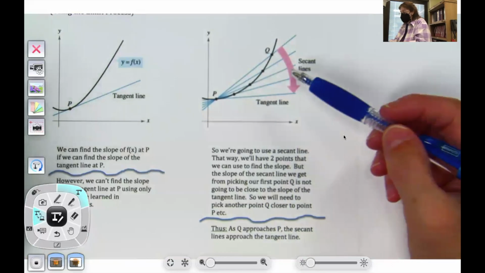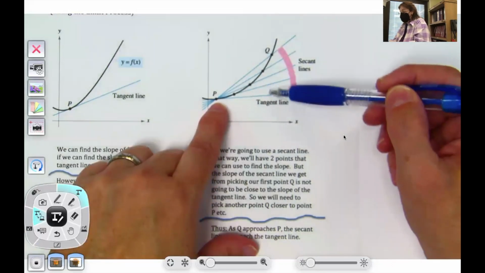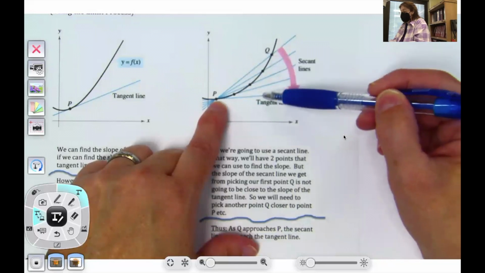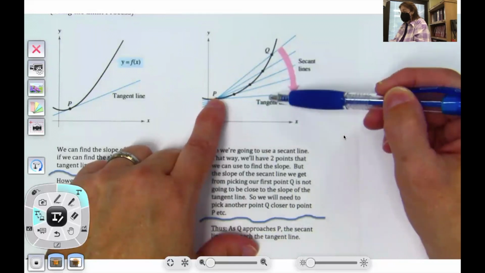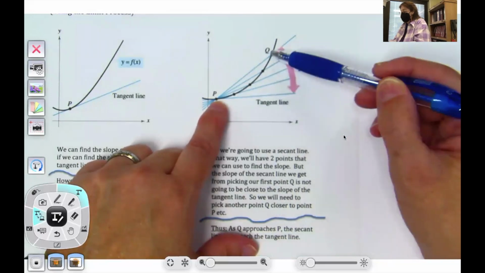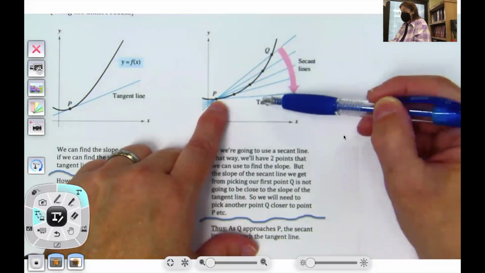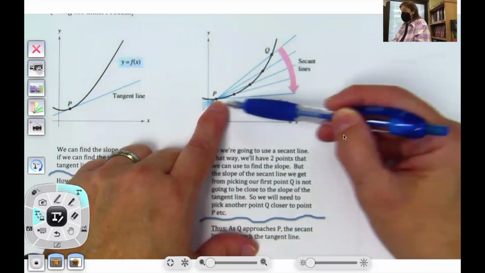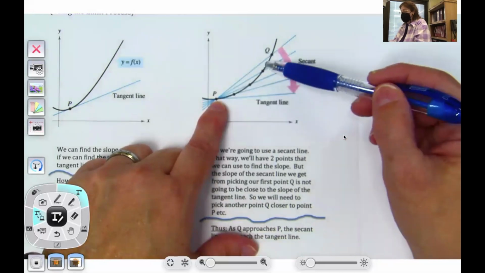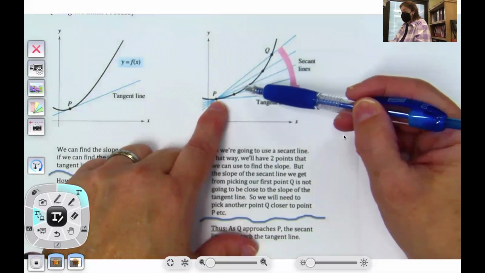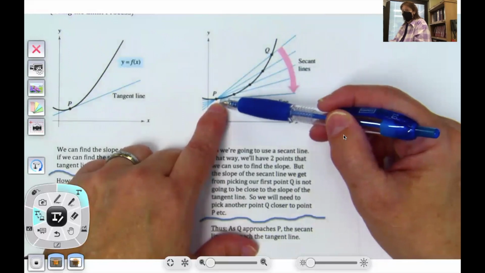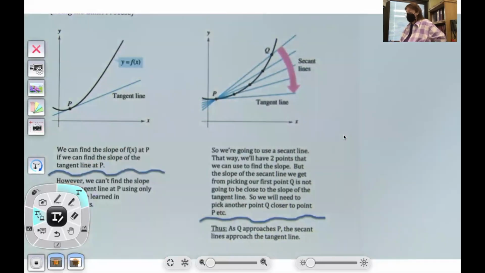Delta x is not approaching... If I have the delta x, it's the distance from here to here. So when I pick my first Q, it's this distance. I pick the second Q, it's a shorter distance. As I pick another Q, it's a smaller distance. It's approaching 0. If I keep picking enough Q's on here and I get those Q's closer and closer to my point P, delta x is approaching 0.